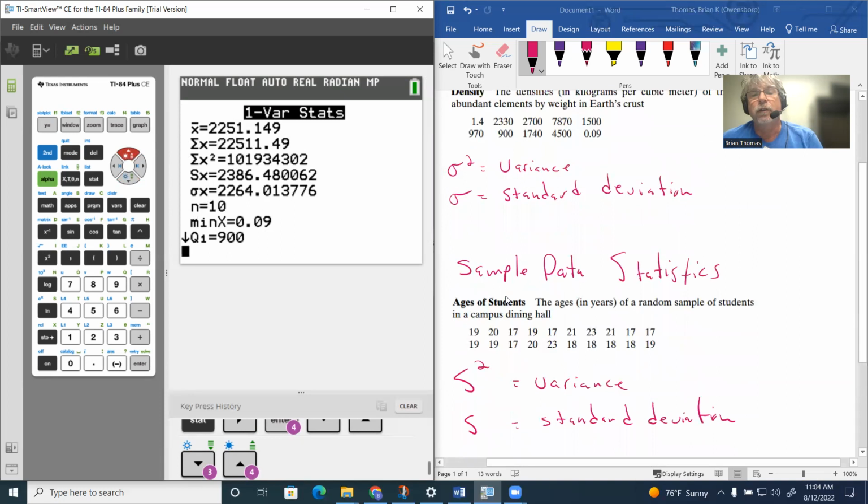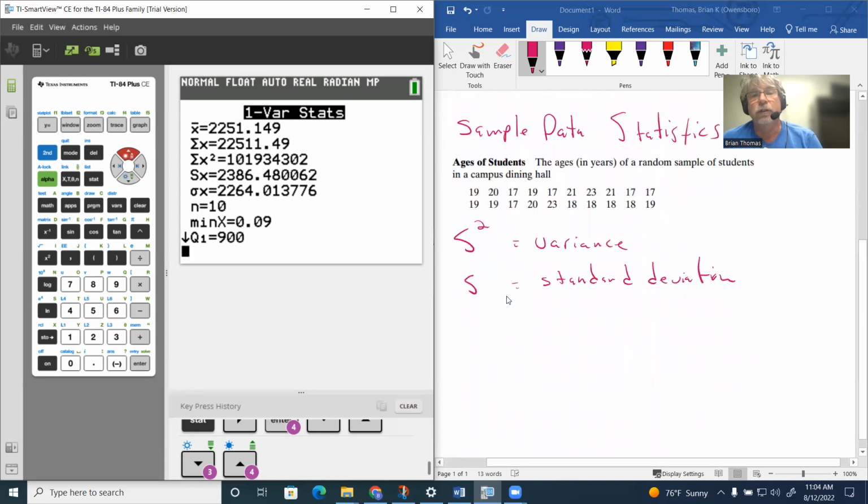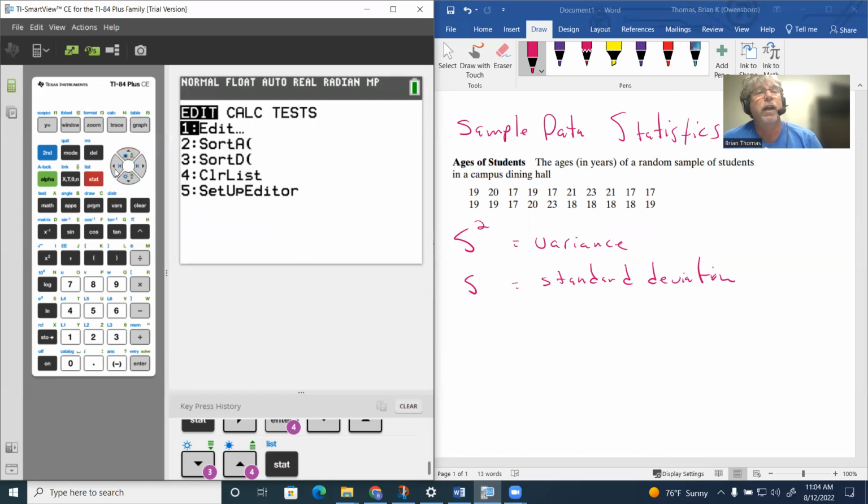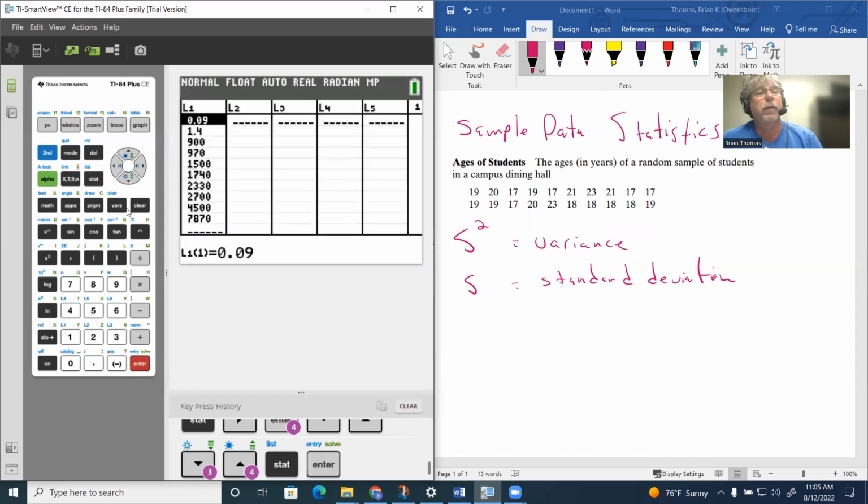So the next thing we have is sample data statistics. We have another question involving ages and years of students in a dining hall. If I want to put this data into the calculator, again, I hit stat. I'm already on edit, so hit enter. If I want to clear that data out, I can just go up to L1 and hit clear. Then I have to come back down and use my directional pad, and I got a fresh screen. So I can start putting that data in.